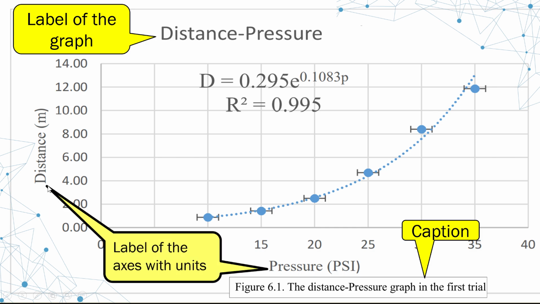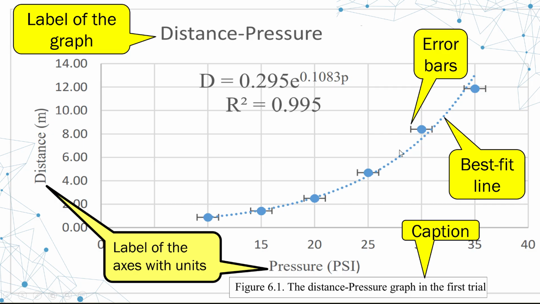The other is the label of the axes and units. All axes must have a name, a label, pressure, distance, current, voltage, whatever, and unit. The other is error bars. You must show the error bars. If you have specific error bars, show the error bars on your graph.